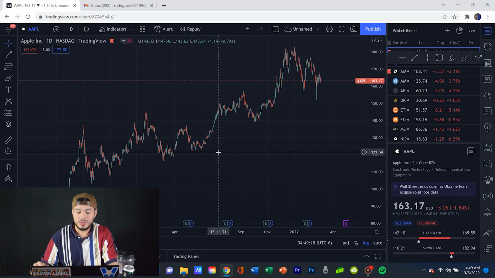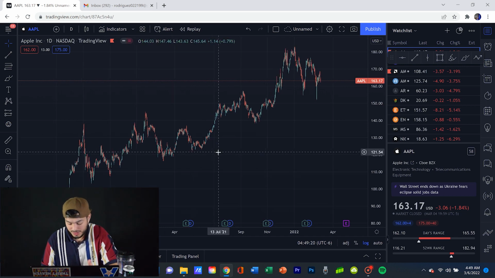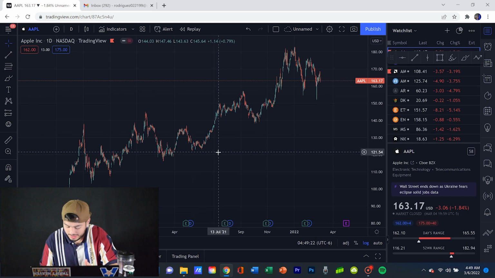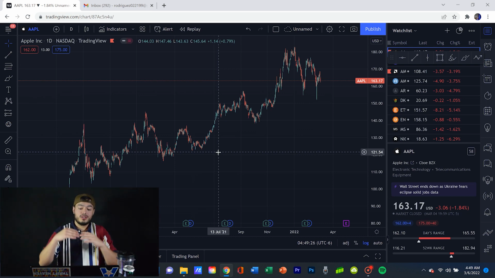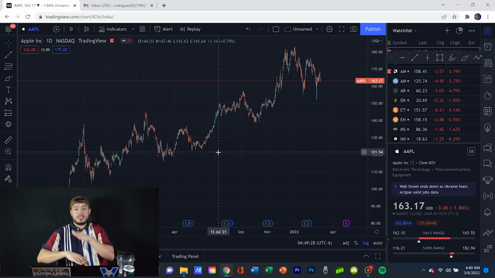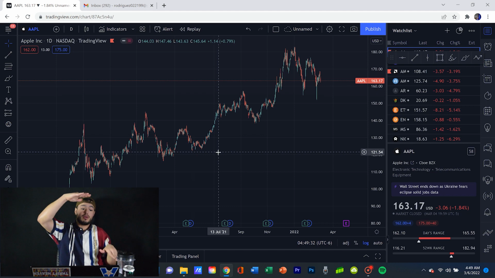But we can find areas in which it bounces from, which are basically what support and resistance are. Support is an area or a line which a stock falls to, then bounces off of and goes up. Resistance is a line which the stock rises to, hits off of, and falls.